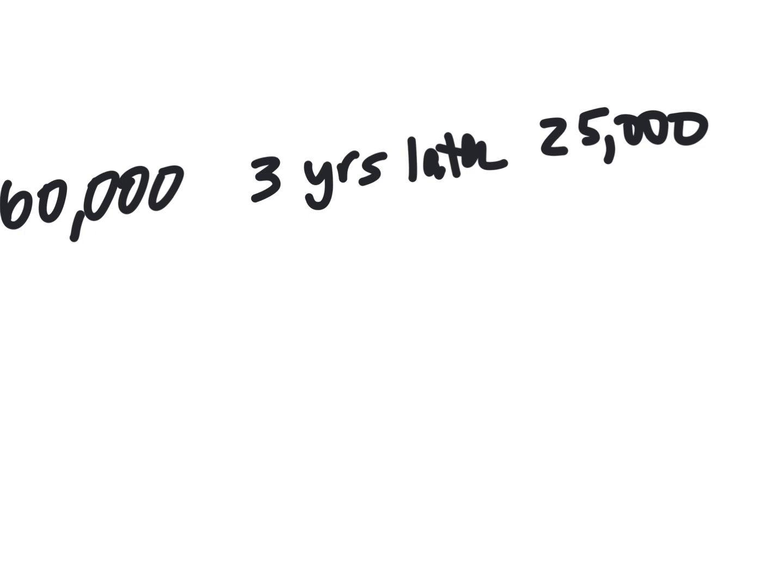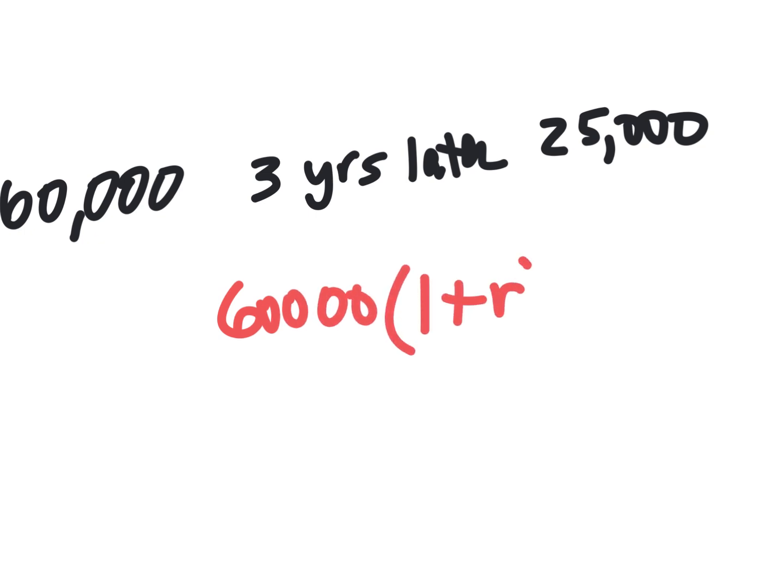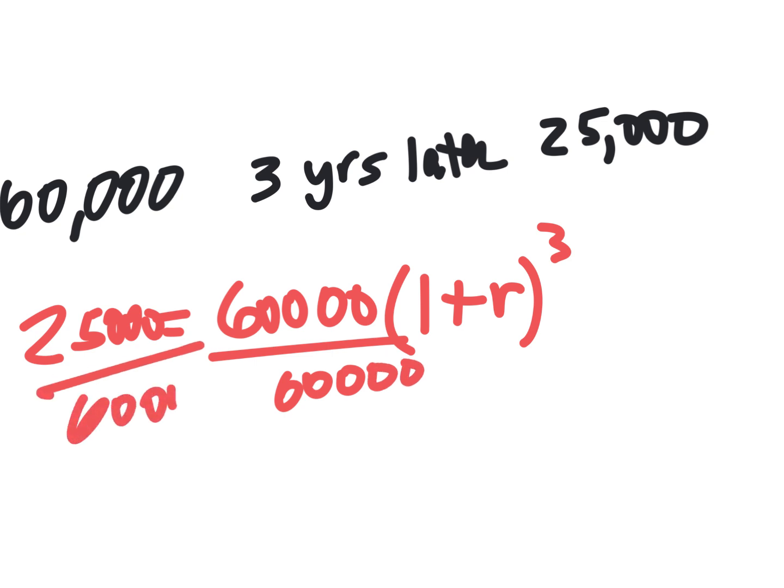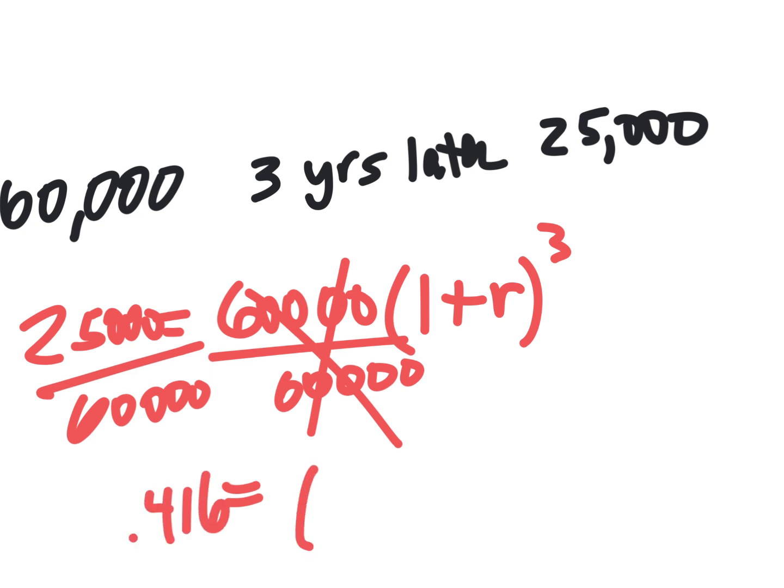All right, did you say that it was 60,000 to start with? You multiply by 1 plus the rate to the 3 years, and it's 25,000 at the end. Divide both sides by 60,000. That cancels. And I got 0.416 equals 1 plus r to the 3rd.